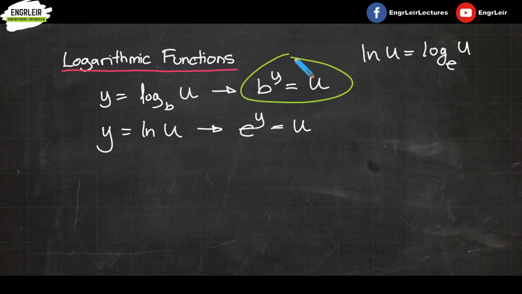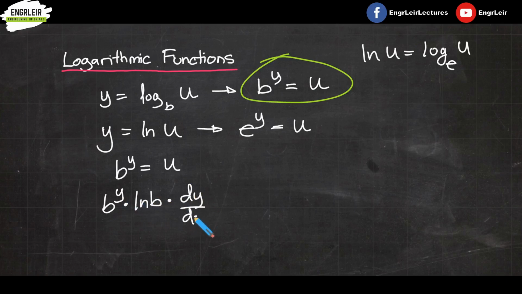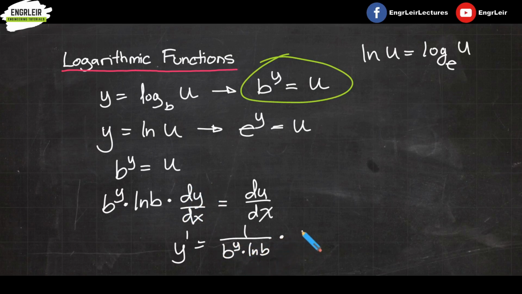Now, coming from this, pwede nating makuha yung derivative implicitly, di ba? We have b raised to y equals u. So, implicit, ano ba ang derivative nito with respect to x? Let's say u and y are functions of x. Derivative nito will be b to the y times ln of b times yung derivative ng y with respect to x equals yung derivative ng u with respect to x. So, in other words, yung y prime ko, ito yung dy over dx, equal siya sa 1 over b raised to y times ln of b times yung derivative ng u with respect to x.